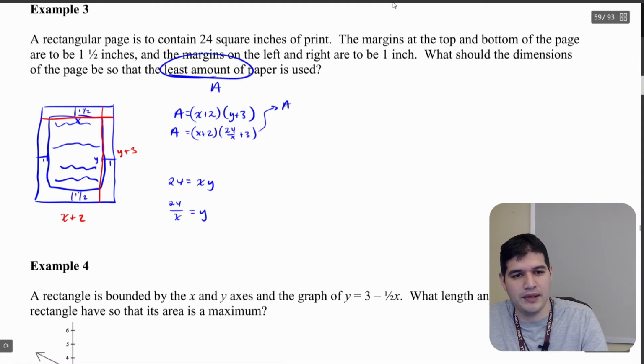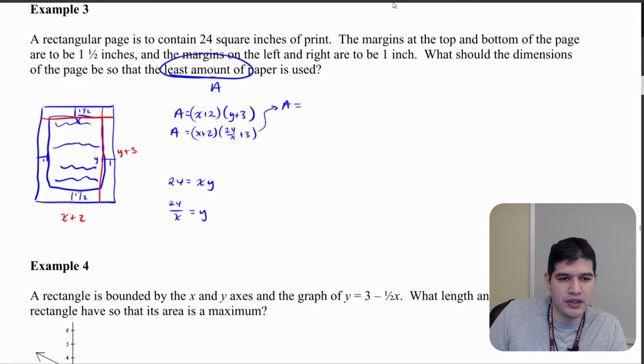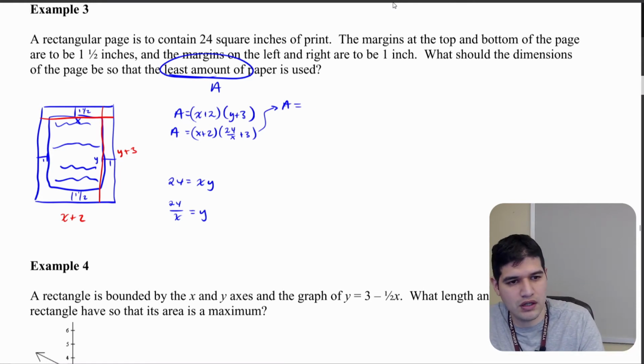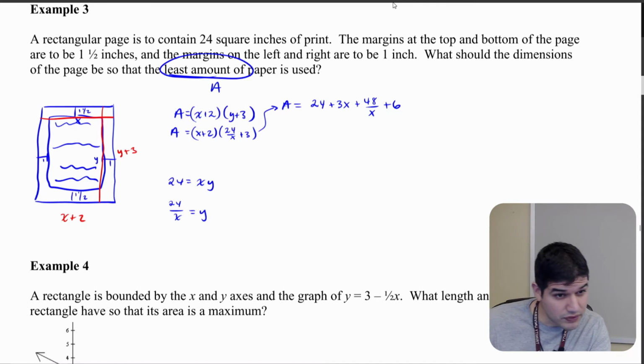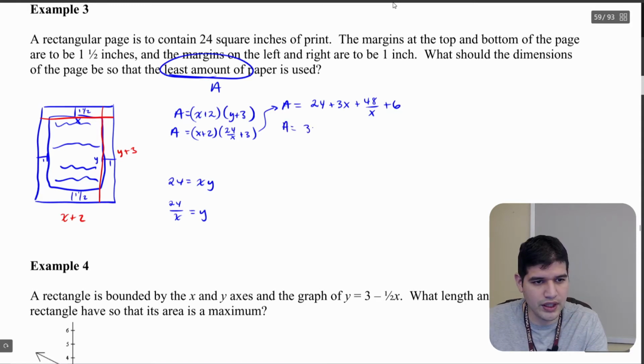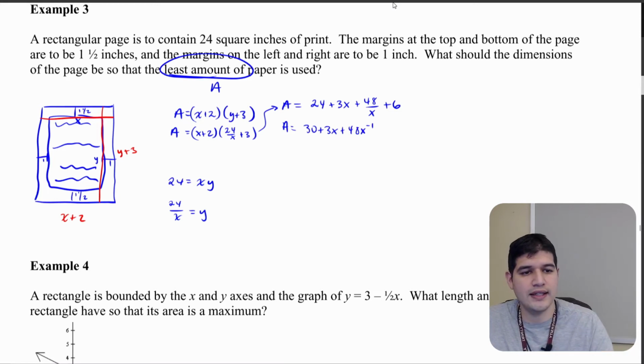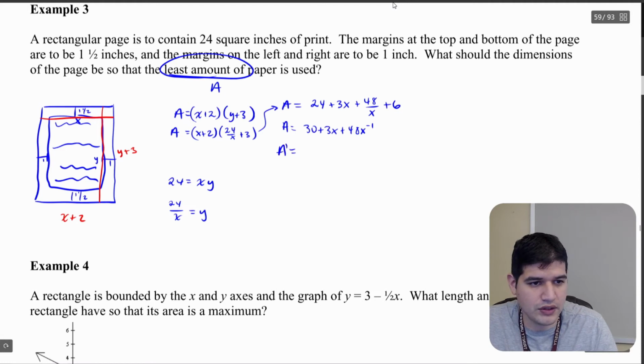So A prime. Actually, I think it'll be easier to distribute everything first and then find A prime. If I distribute the X, we're going to get 24 plus 3X plus 48 over X plus 6. Okay, do I have any simplifying I can do here? Yes, a little bit. So 30 plus 3X plus 48X to the -1. All right, so using that, let's find my derivative. I'm going to get 3 minus 48 over X squared. Let me just write it like that.